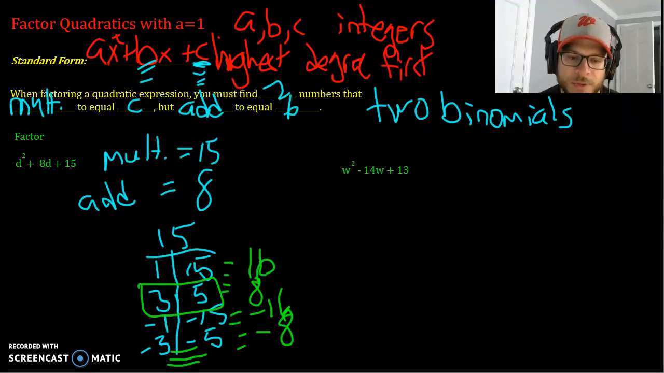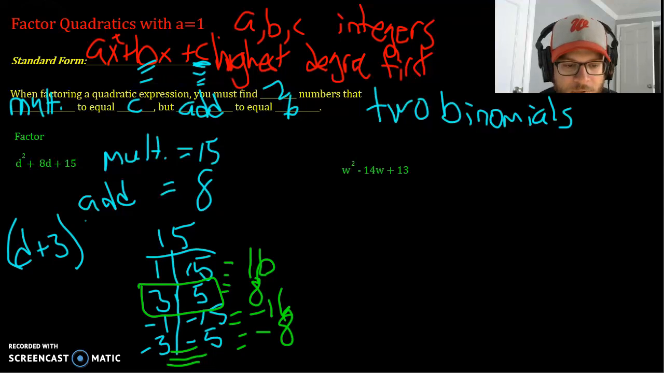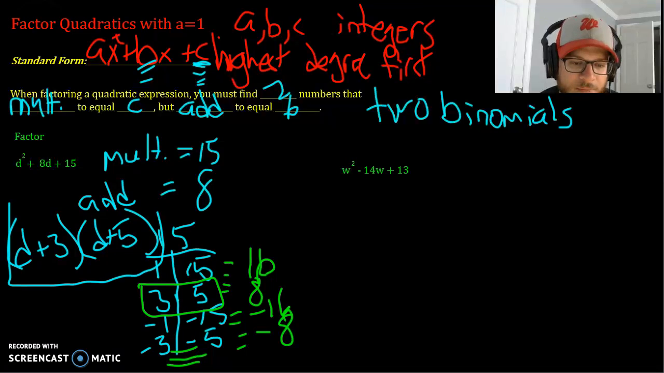Now, since those are your two numbers, since your A is equal to 1, all that means is that your final factored form as binomials is d plus 3, since it's a positive 3, times d plus 5, as a positive 5. And those are your two binomial factors of that quadratic expression.